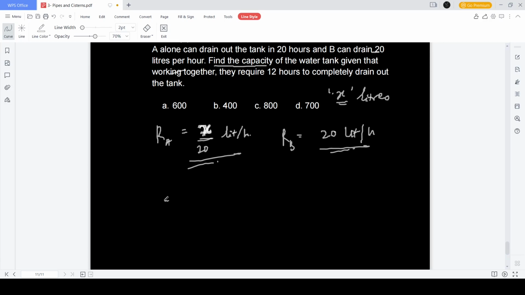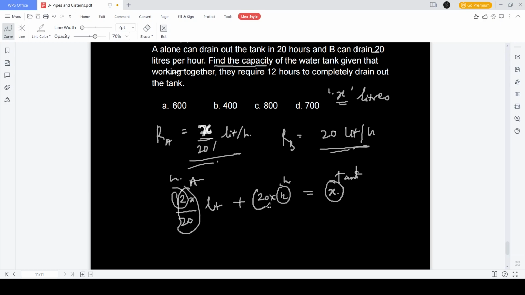So if in 1 hour X by 20 liters is drained by A, in 12 hours it will be 12x by 20 liters by A, and then by B it will be 20 into 12 liters by B only. This is equal to X, because X liters are drained out. This is the tank capacity, and this is the number of hours. This is the rate of A. This is the rate of B.